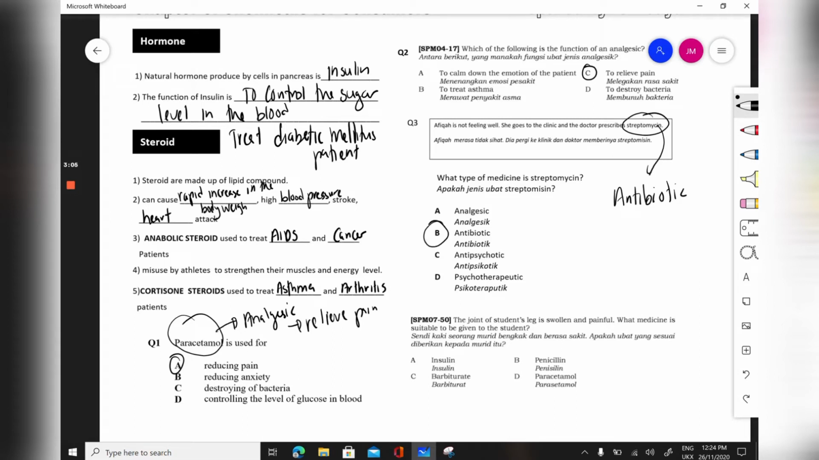The joint of a student's leg is swollen and painful. What type of medicine should be given to the student? Swollen and painful comes under pain. So we need some medicine that is used to relieve pain, and that will be paracetamol. Paracetamol will be under analgesic.